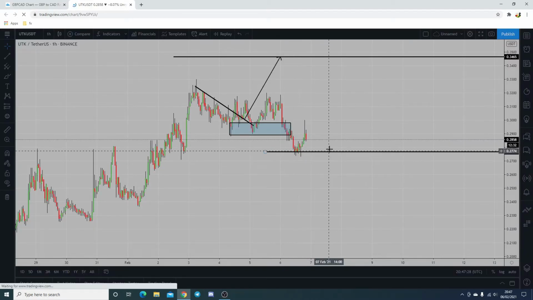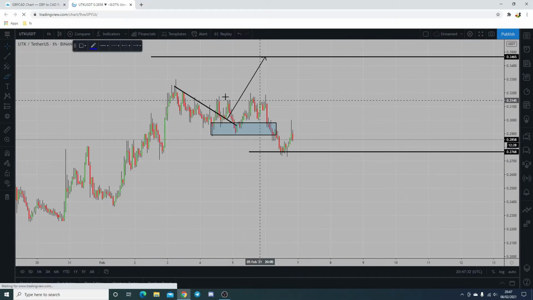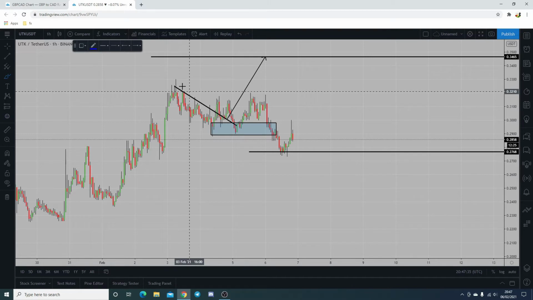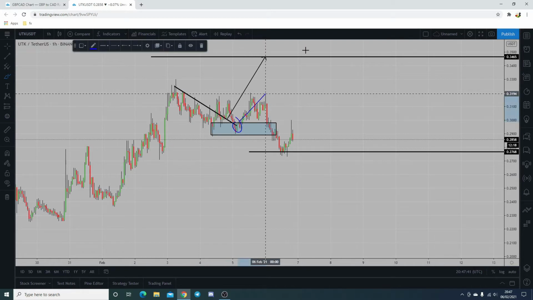Right, so here we have it. This is the current idea. What's actually happened is, what I was expecting was price obviously broke this structure here. What I was expecting was price at this point at most to push into this level and then push further and run straight to TP.